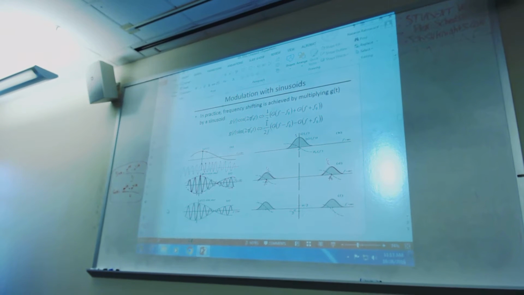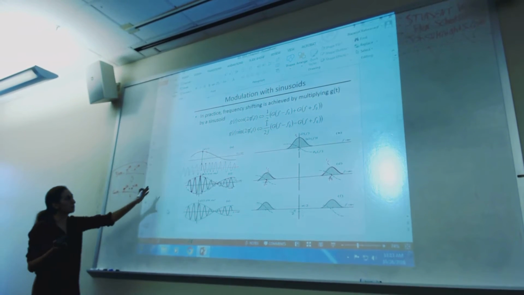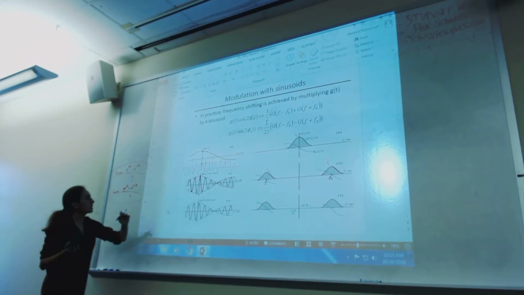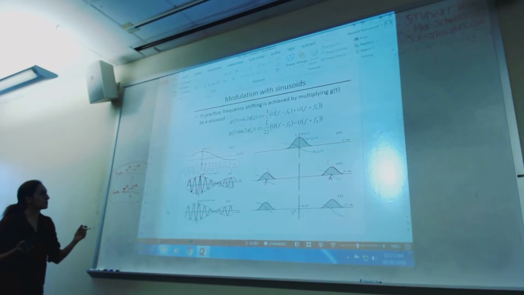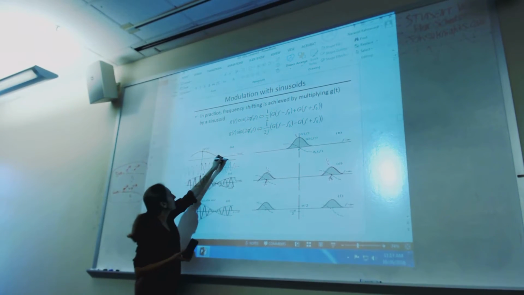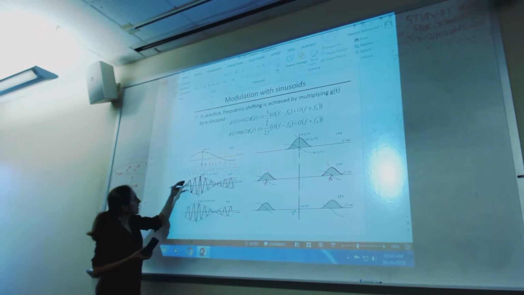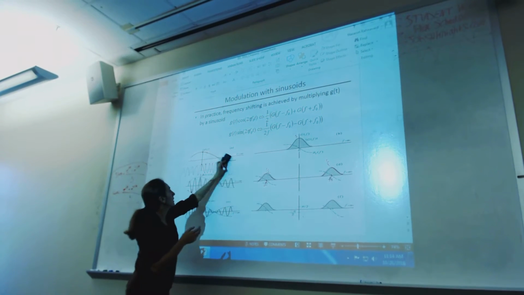I definitely recommend you go to MATLAB and plot this. Just assume you have some arbitrary signal g of t, then multiply it by cosine, and you're going to see exactly what happens.